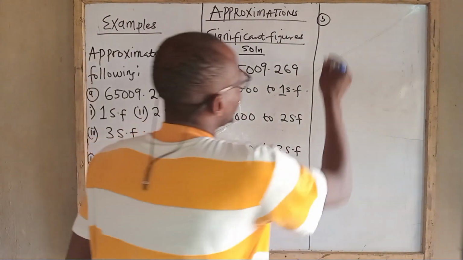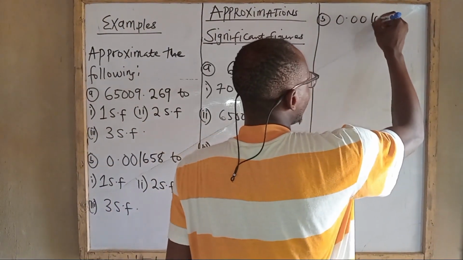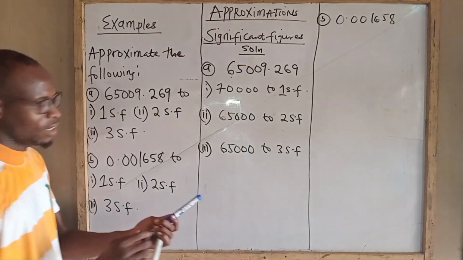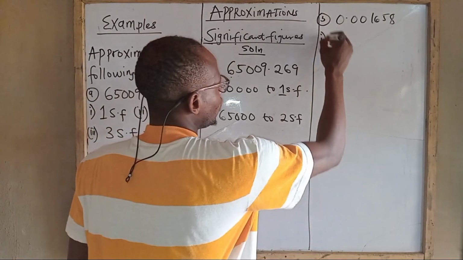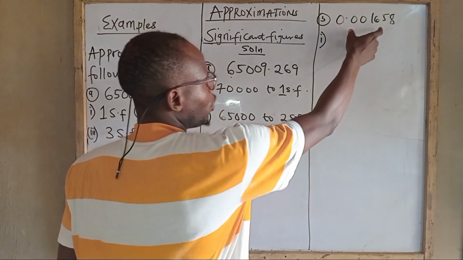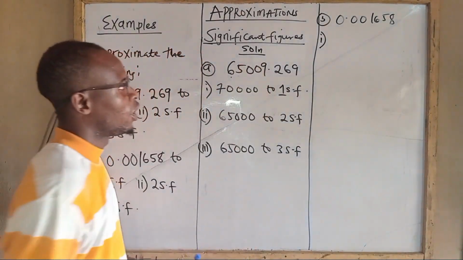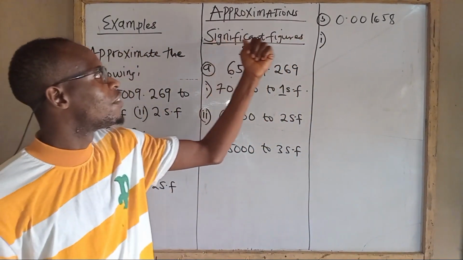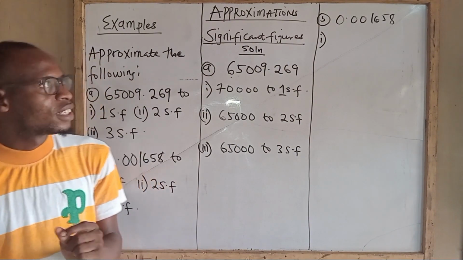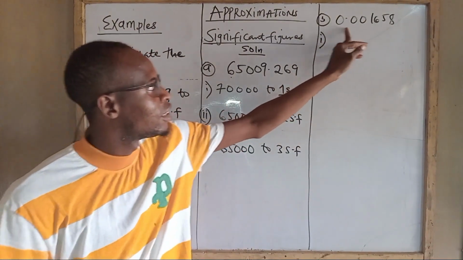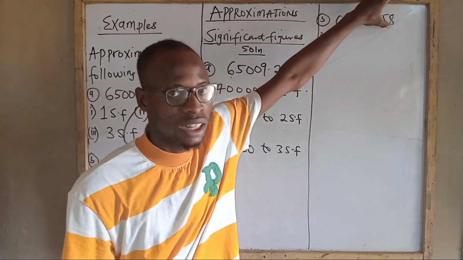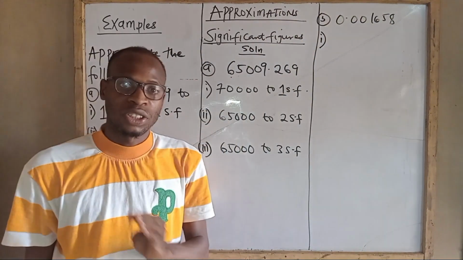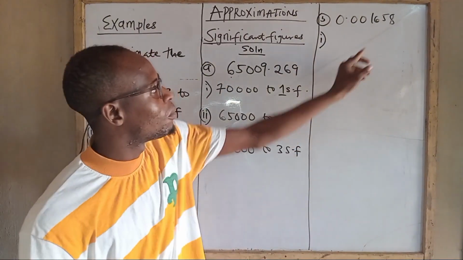So question B, we have 0.001658. We want to also approximate this to 1SF, 2SF, and 3SF. So the first one now. When you see this question and the previous one, they are quite different. When you see a question like this and you want to approximate, you go back to the meaning of significant. Significant means something important. In this case, when you have zeros starting a number like this, can you see? Zeros are here before the significant numbers. These zeros will be counted as non-significant. So that means you are starting your counting from 1.